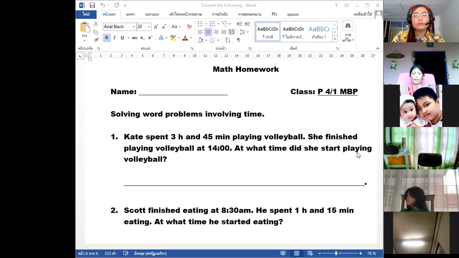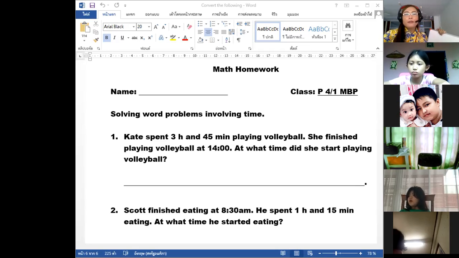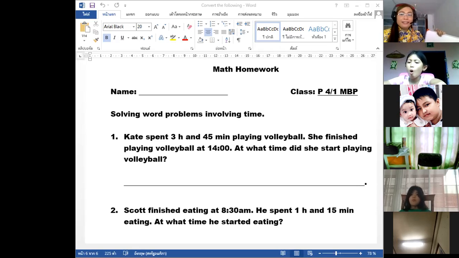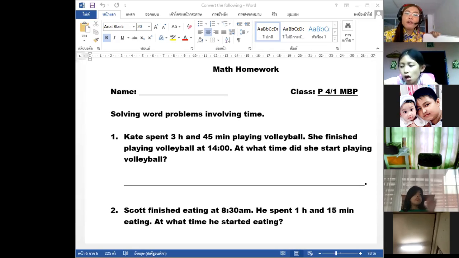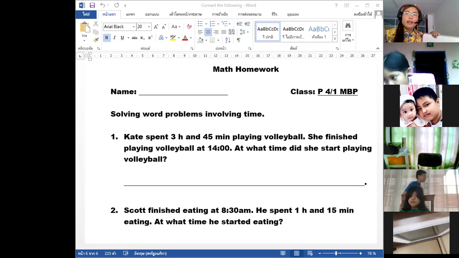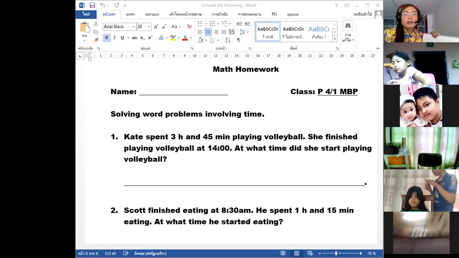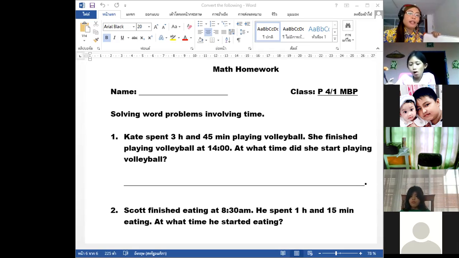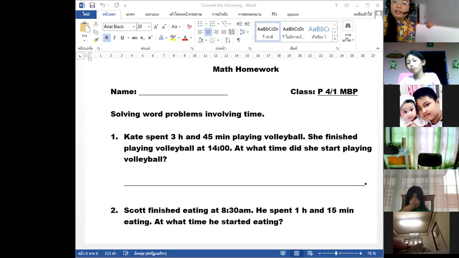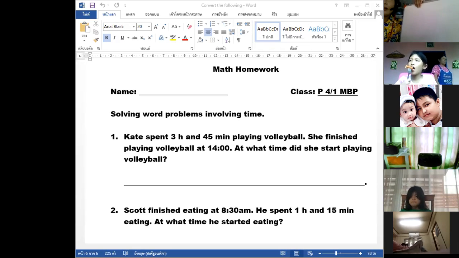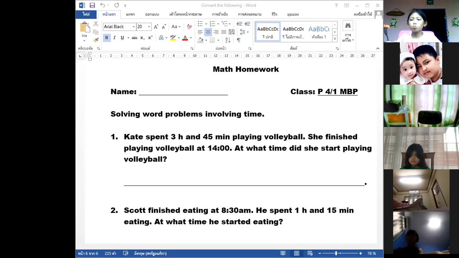she start playing volleyball? Okay, class, do you understand the problem? Yes or no? So Kate spent 3 hours and 45 minutes playing volleyball, and she finished playing volleyball at 14. The question here is, at what time did she start playing volleyball? I'm going to show you the solution, okay? I have a whiteboard here. Just give me 1 second.